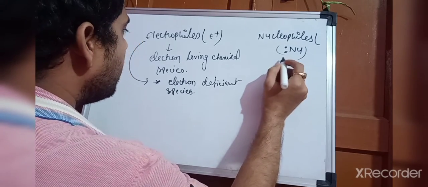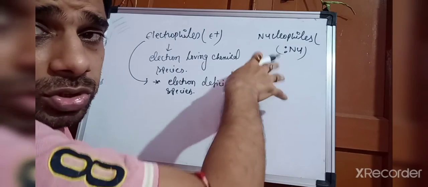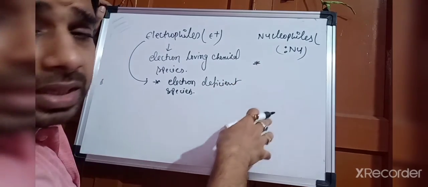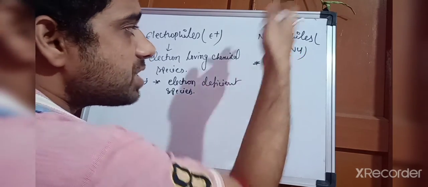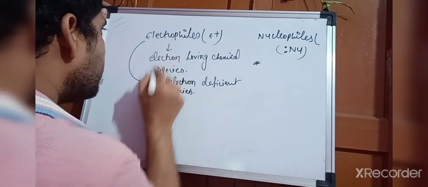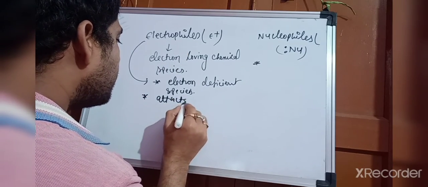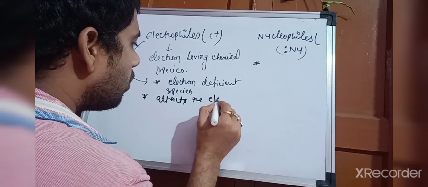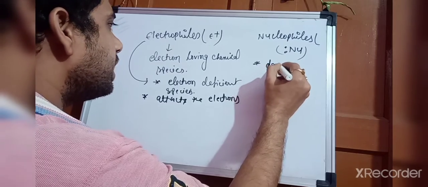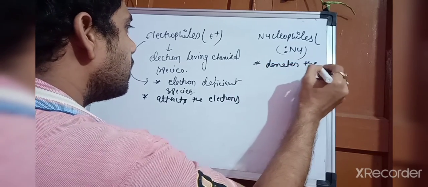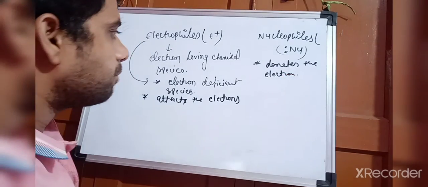And this nucleophile has the availability of electrons, so what can it do? It can donate its electron to someone. The electrophile does not have electrons, so it can attract the electron, and the nucleophile can donate the electron.